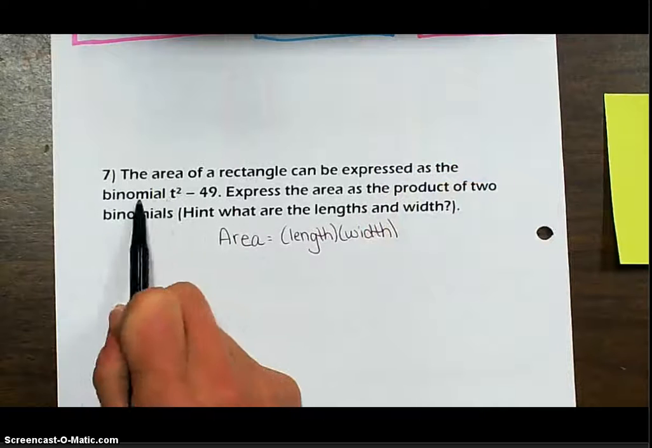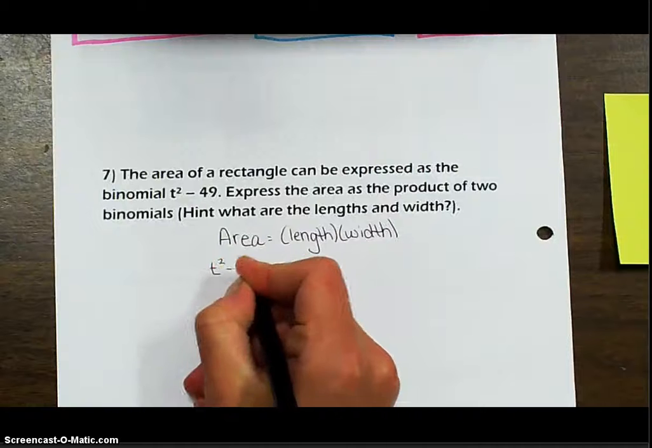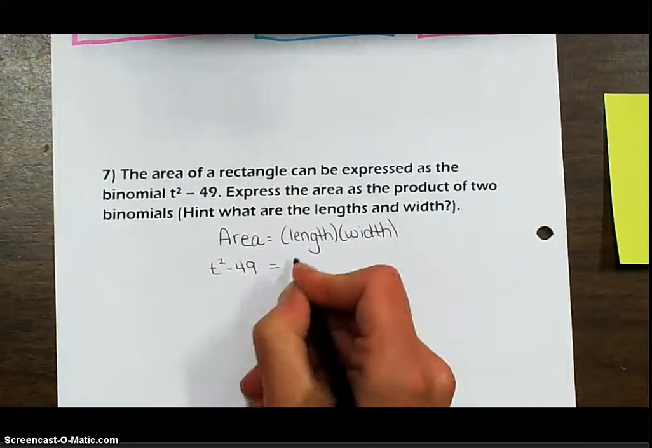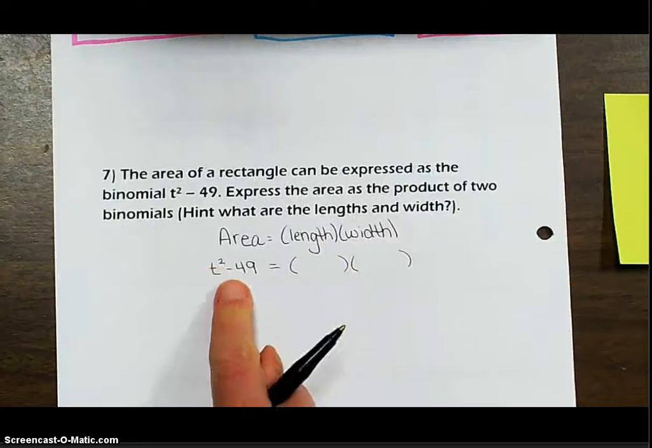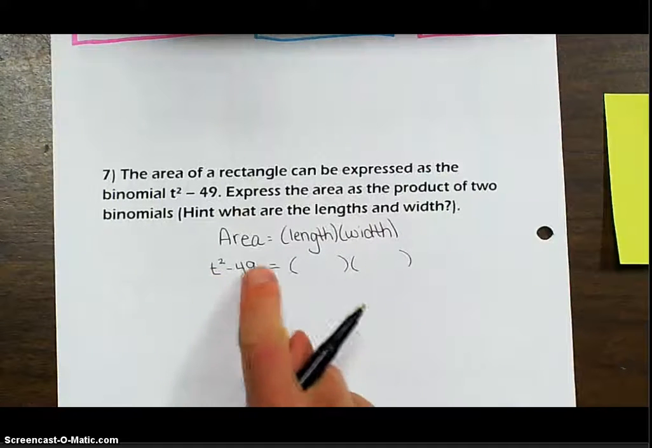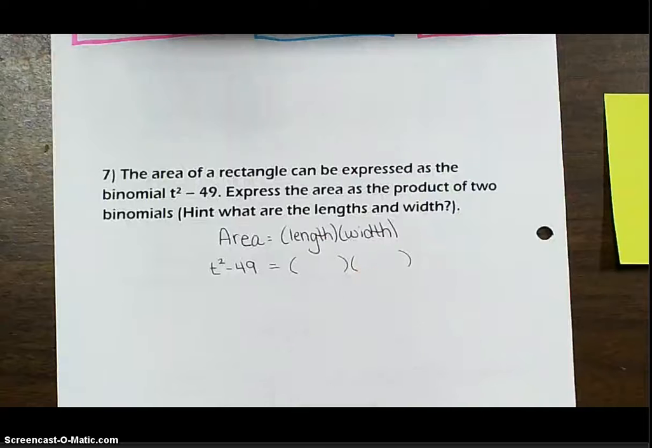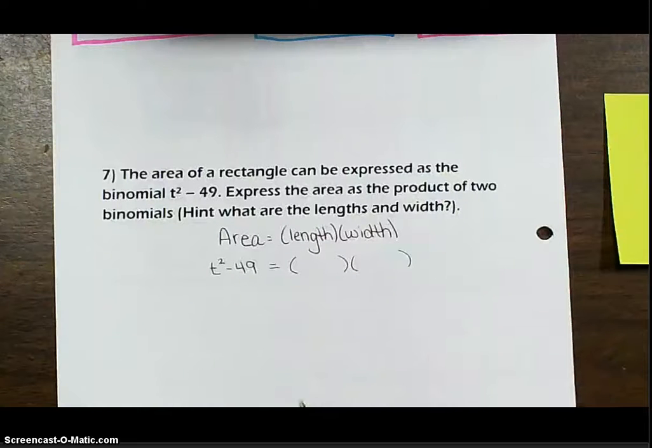Oh wait, so they told us the binomial is t squared minus 49. So I want to break that into two things that will multiply together to get t squared minus 49. Okay, well, let's think. To break this into its two smaller parts that multiply together, I can use either GCF or difference of perfect squares. We always want to try GCF first. So is there a GCF between t squared and 49? Nope.